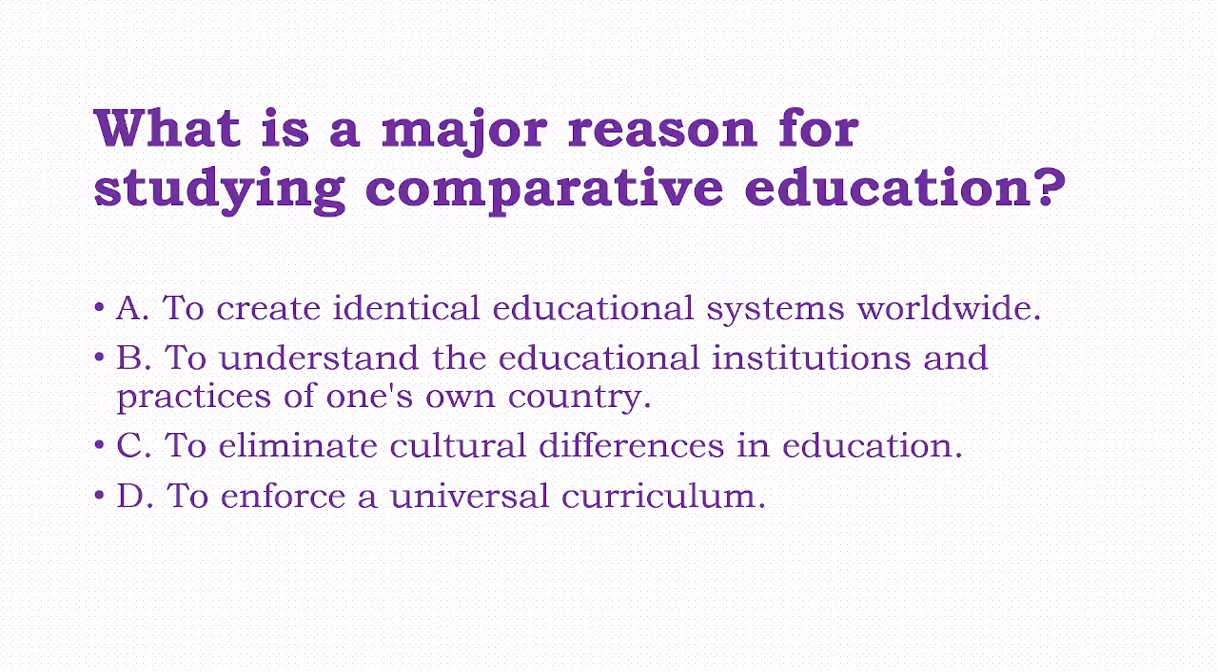Next, what is a major reason for studying comparative education? Options: to create identical educational systems worldwide, to understand the educational institutions and practices of one's own country, to eliminate cultural differences in education, to enforce a universal curriculum. Answer of this question is option B, that is to understand the educational institutions and practices of one's own country.